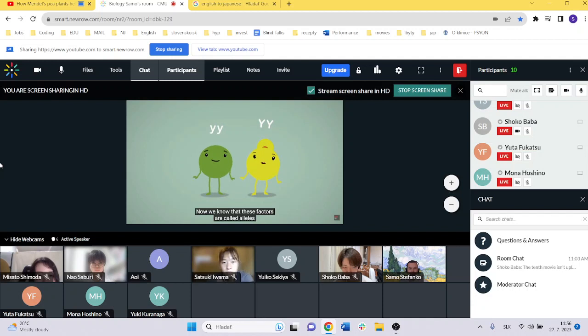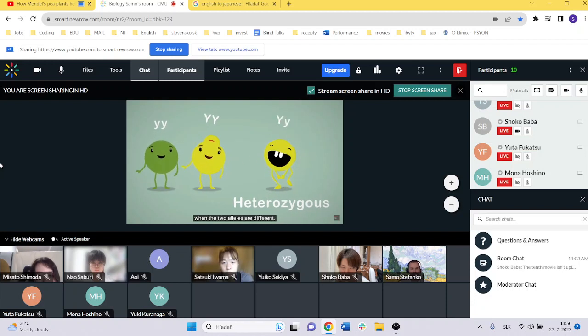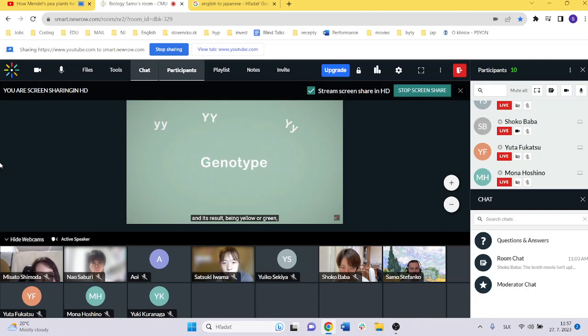Now we know that these factors are called alleles and represent the different variations of a gene. Depending on which type of allele Mendel found in each seed, we can have what we call a homozygous pea, where both alleles are identical, and what we call a heterozygous pea, when the two alleles are different. This combination of alleles is known as genotype, and its result, being yellow or green, is called phenotype.